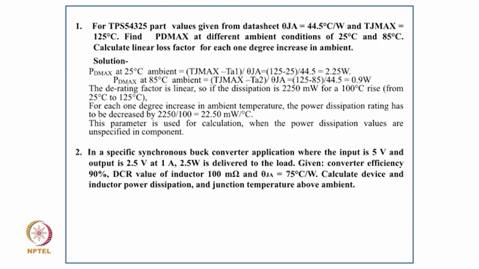Coming to the second numerical problem, a specific synchronous buck converter application where the input voltage is 5 volt, output is 2.5 volt at 1 ampere, 2.5 watt is delivered to the load, given converter efficiency of 90%, DCR value of inductor is 100 milliohm, and theta J is 75 degrees Celsius per watt. Calculate the device and the inductor power dissipation and junction temperature above ambient.